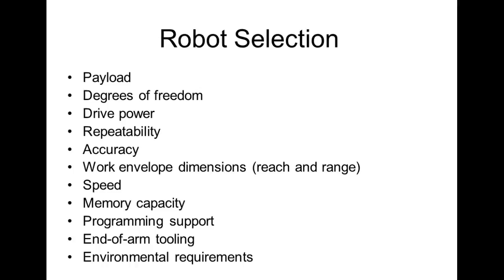Speed. You buy a robot and you expected it to do it at this speed and you can't reach that speed. Well, you bought the wrong robot. You should have bought a faster robot, right? Memory capacity. You want to put 50,000 lines of code in there and you didn't buy one with enough memory capacity to handle 50,000 lines. Well, that's going to be awful too, right?